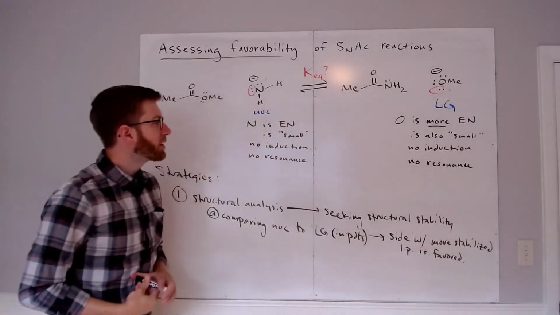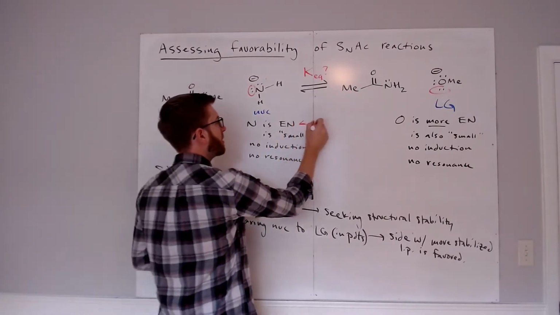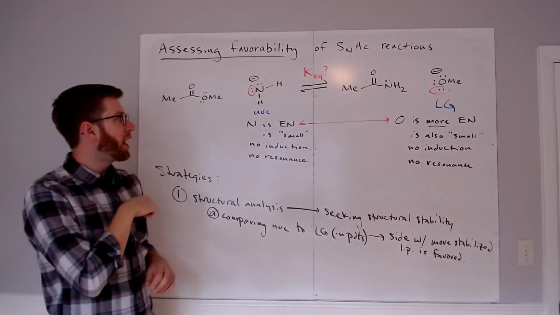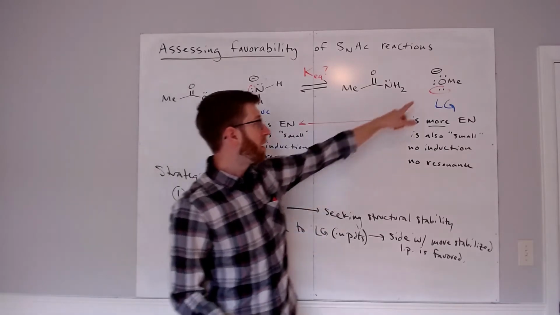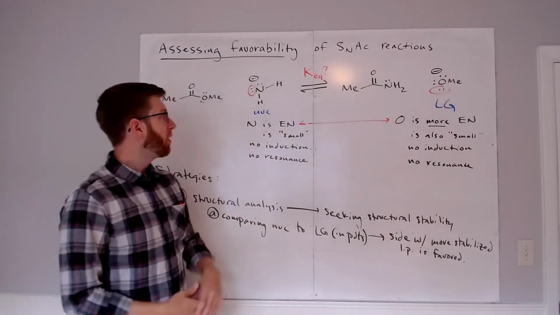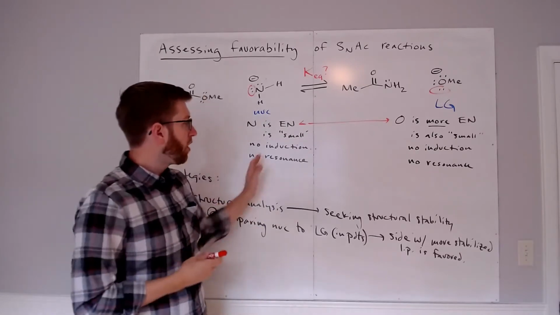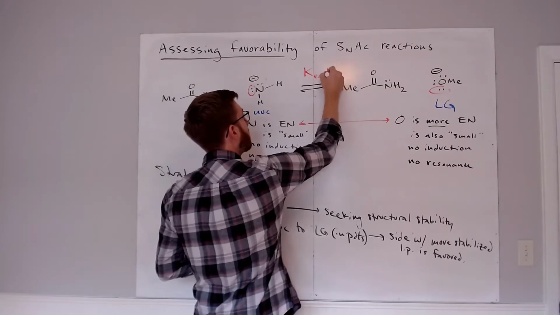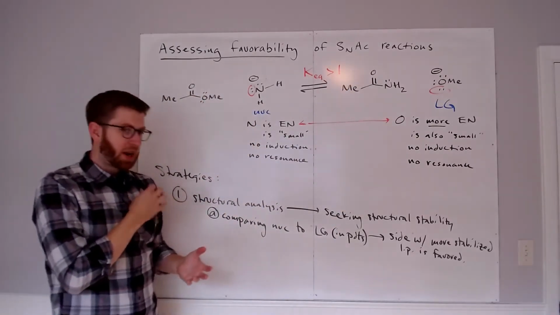So on the basis of my decision making, it looks like the only point of difference is electronegativity. And that's going to be sufficient for me to actually point out that this oxygen anion is more stable, or at least the lone pair on oxygen is more stable than that on nitrogen. And that should mean that this reaction is actually favorable. So from this set of assessments, we could say that KEQ is going to be greater than 1. So that's how we could actually implement structural analysis here.